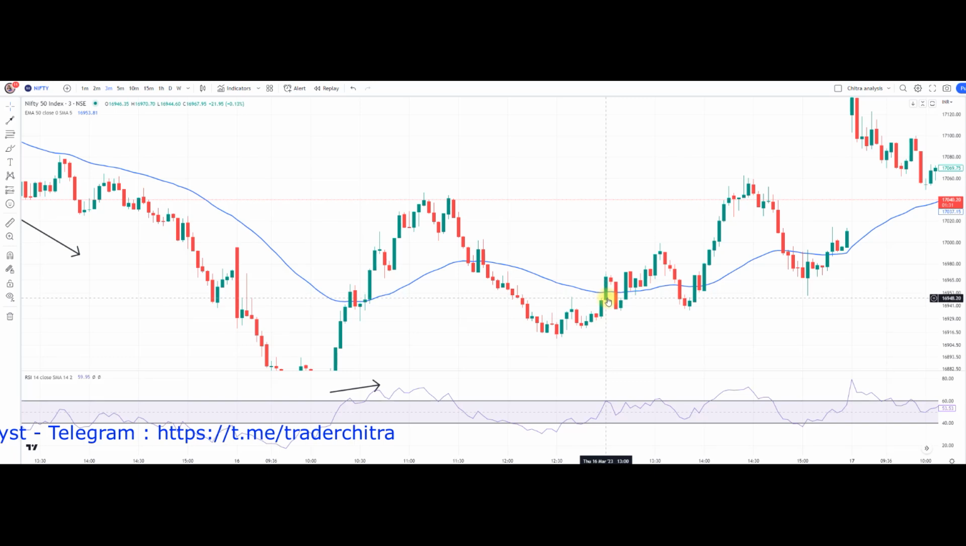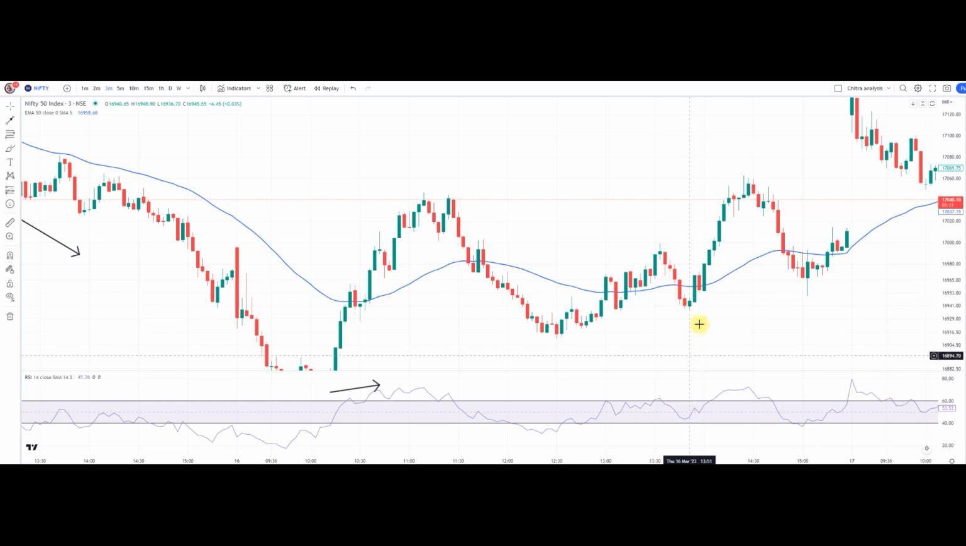Here this green candle gave a close above 50 EMA, but you can see that the RSI didn't cross above the upper band, that is, RSI is below 60, so we have to avoid this trade. If any green candle crosses above the high of this green candle, then we can enter into the long trade. But we didn't get a trade here, so we have to wait for the trade.